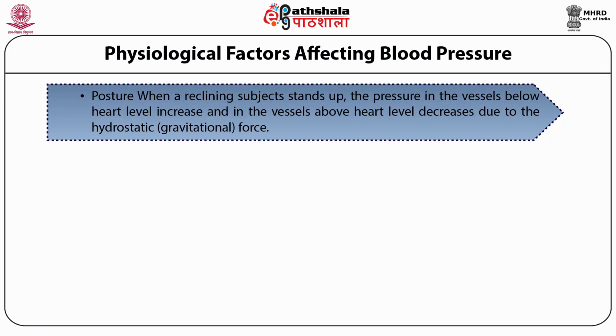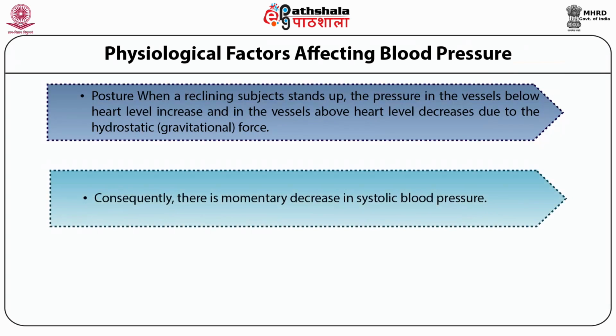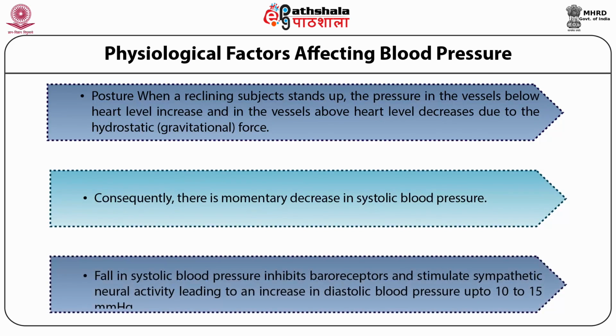When a reclining subject stands up, the pressure in the vessels below heart level increases, and in the vessels above heart level decreases due to the hydrostatic or gravitational force. Peripheral pooling of the blood leads to decreased venous return and cardiac output. Consequently, there is a momentary decrease in systolic blood pressure. A fall in systolic blood pressure inhibits the baroreceptors and stimulates sympathetic neural activities, leading to an increase in diastolic blood pressure up to 10 to 15 mmHg.